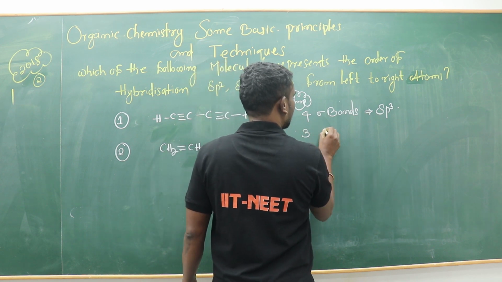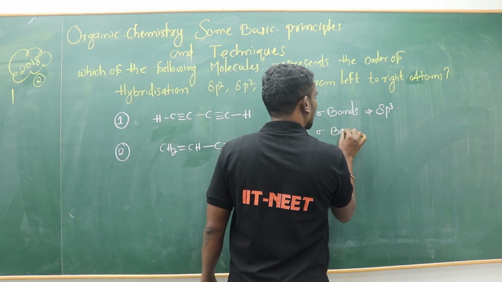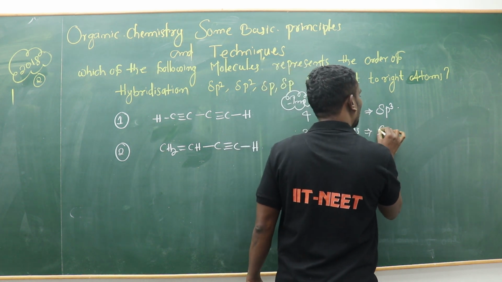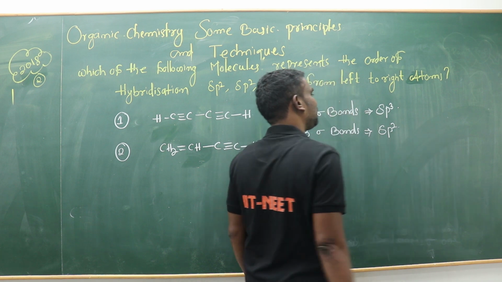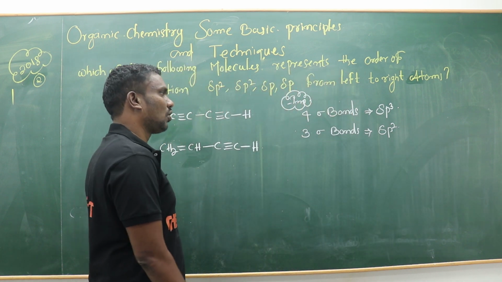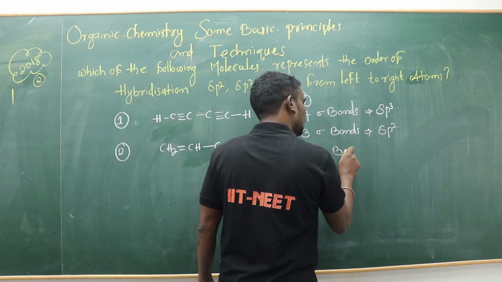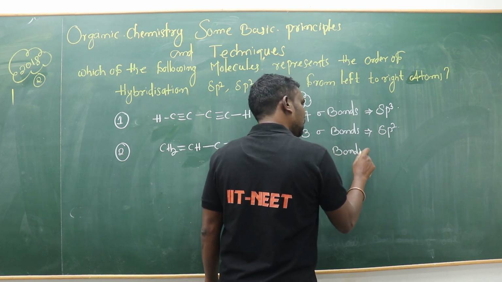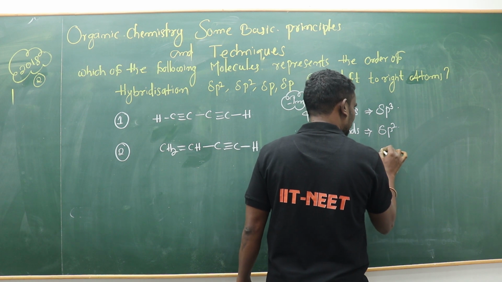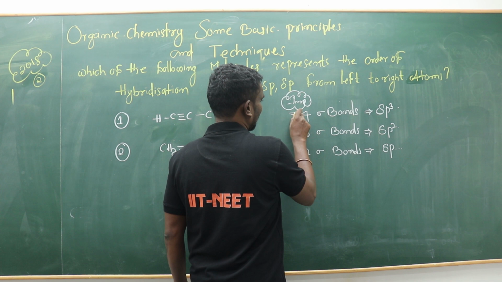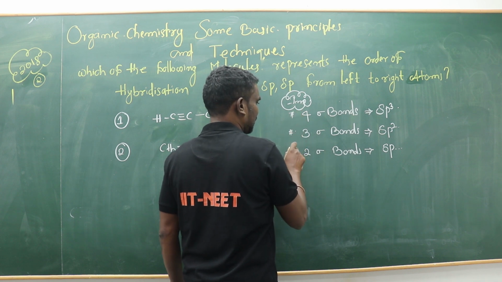अगर 3 sigma bonds रहता बेटा जी, 3 sigma bonds that belongs to what? sp2. 3 sigma bonds that belongs to sp2. If 2 sigma bonds that belongs to sp, my dear. I hope you clear everyone, right?